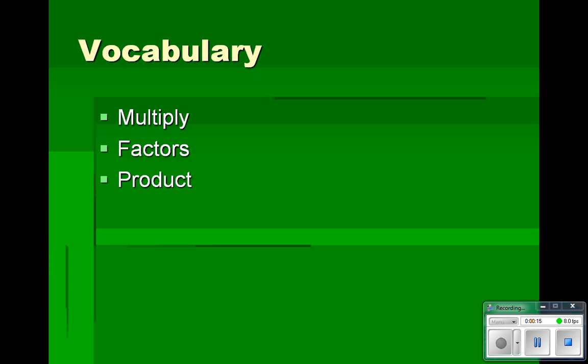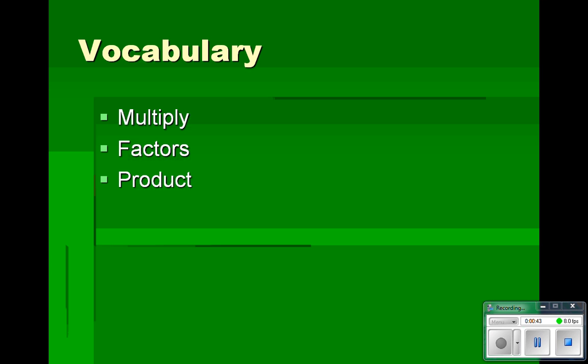We use multiplication as a short way of addition. It's when we have multiple numbers we're going to have to add together, so we multiply them to make it shorter. For example, we have the numbers 4 plus 4 plus 4 plus 4. It's the same thing as multiplying 4 times 4, and the answer is going to be 16. So, kind of look at multiplication as a short addition.